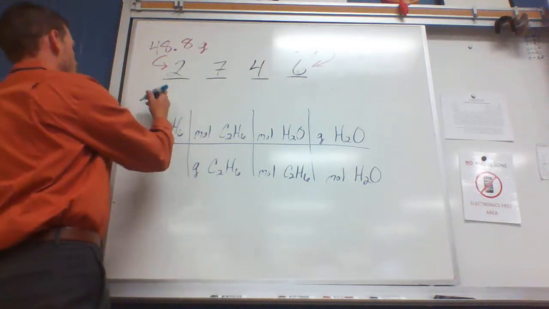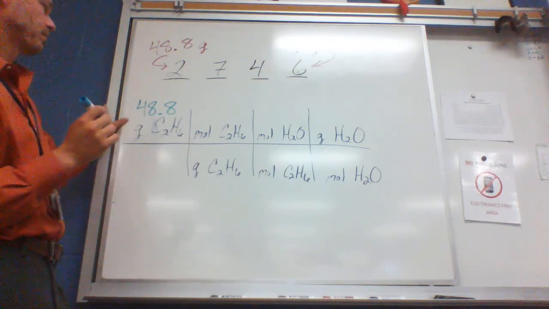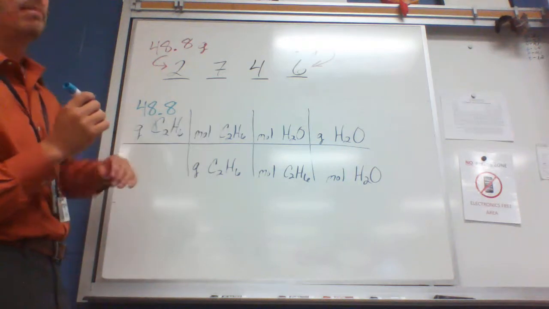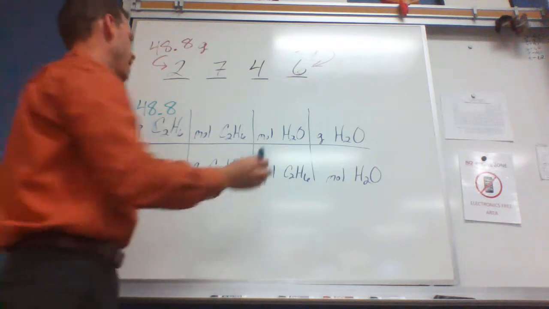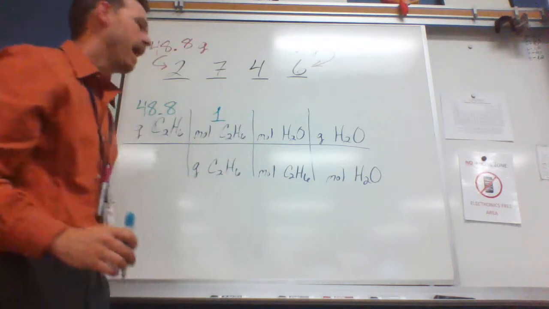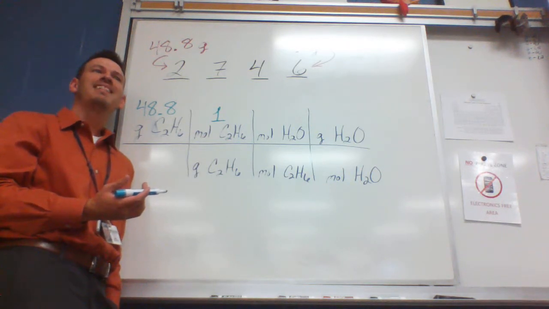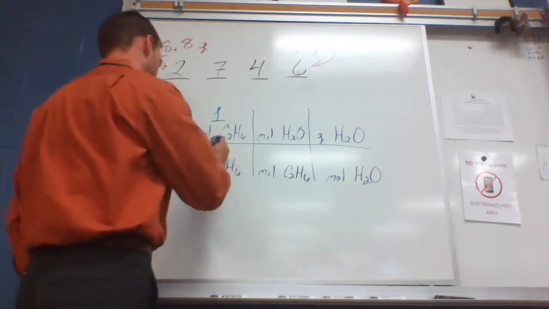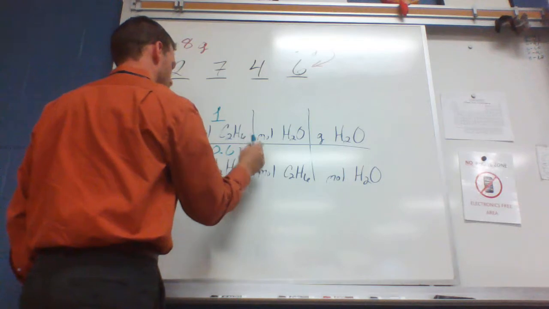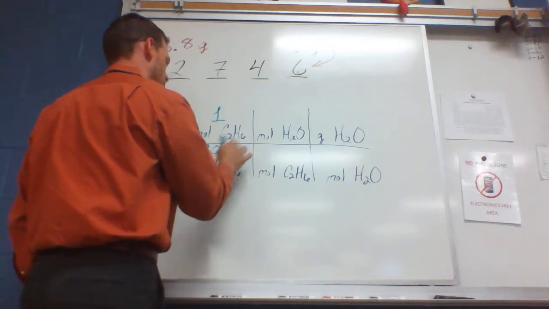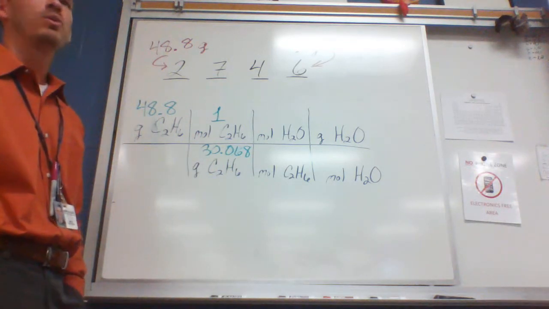Now, we've got our given information here, the 48.8 grams of ethane. And then when I look at my analysis, whenever moles is compared to grams, I know that the number for moles is 1, and the number for grams is going to be a molar mass. From the periodic table, does anybody have the mass of ethane for me? All right, if you went to 0.07, that's fine too.